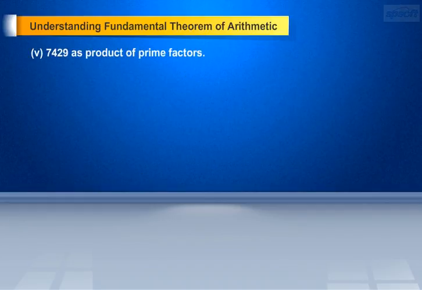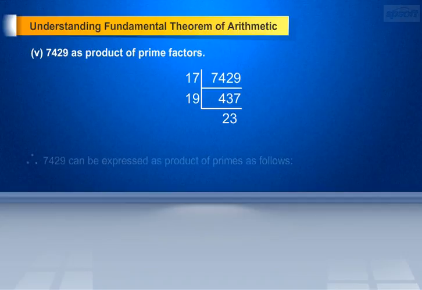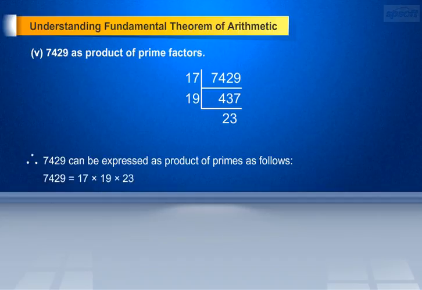7429 as product of prime factors. 7429 can be written as 17 into 437. 437 can be written as 19 into 23. Therefore, 7429 can be expressed as product of primes as follows. 7429 equals 17 into 19 into 23.